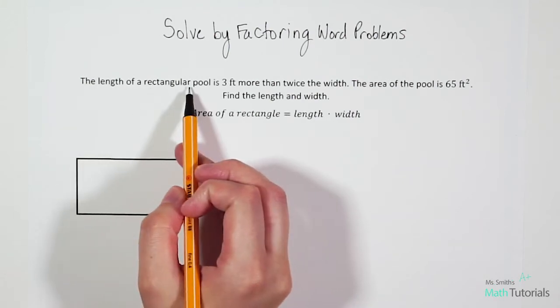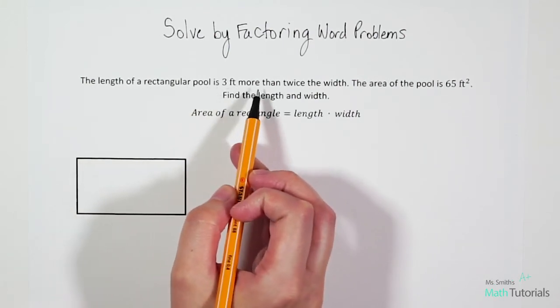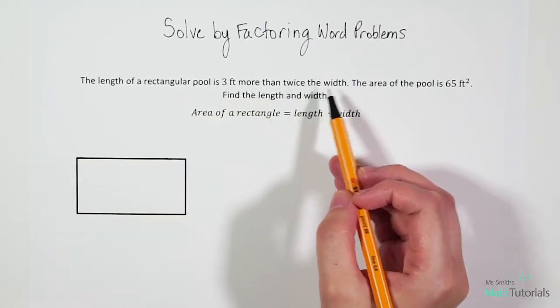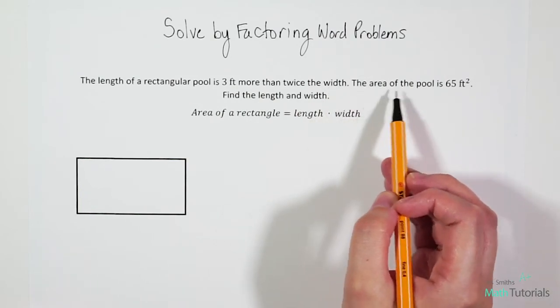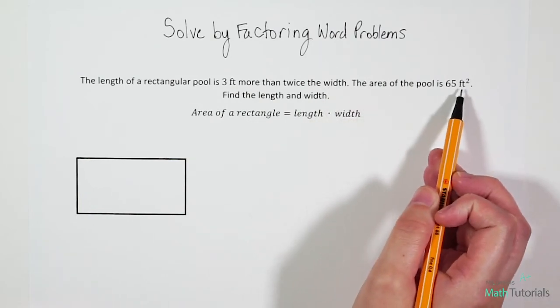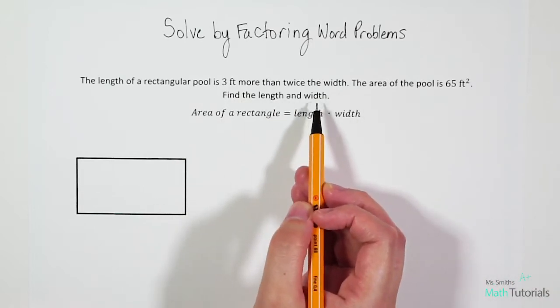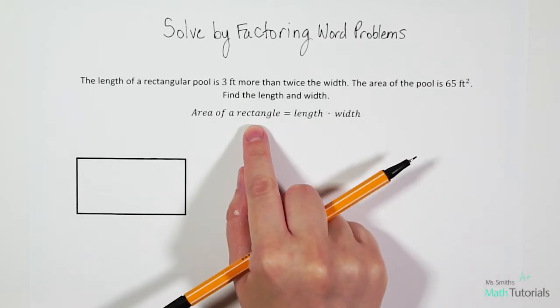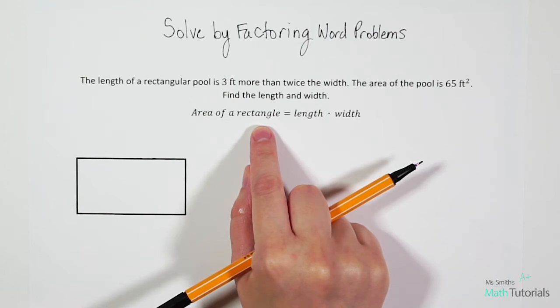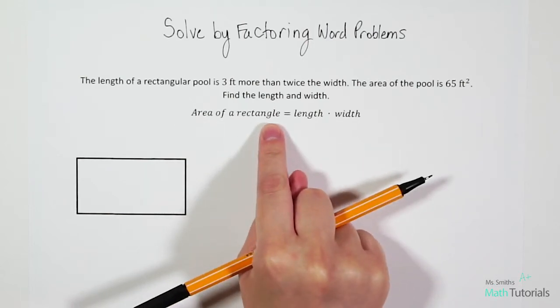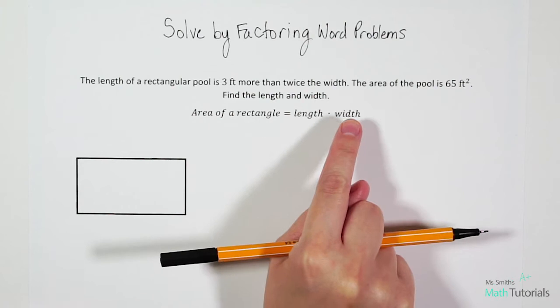The length of a rectangular pool is 3 feet more than twice the width. The area of the pool is 65 feet squared. Find the length and width. Then I've added a formula down here that's going to be helpful to us in just a minute. The area of a rectangle is length times width.